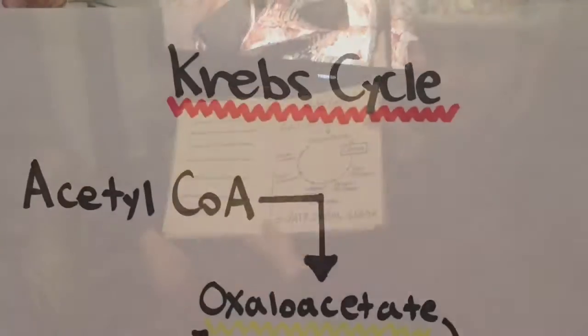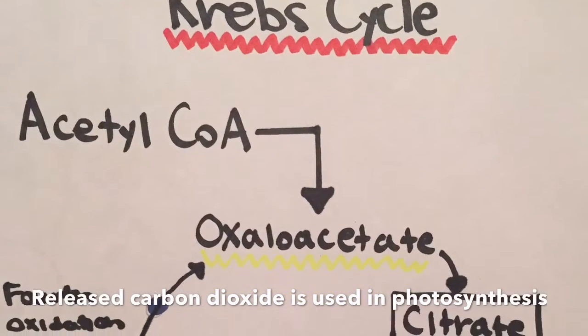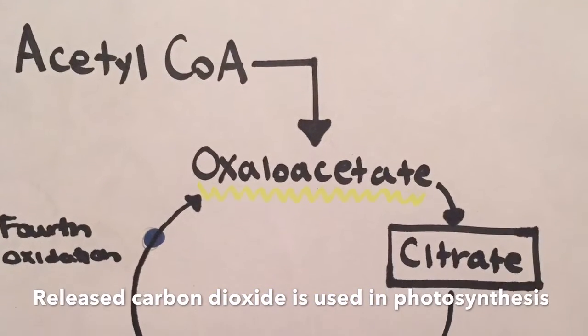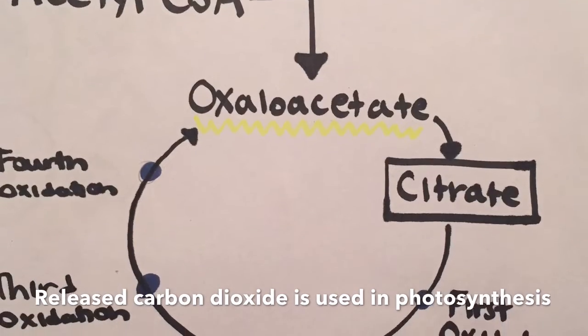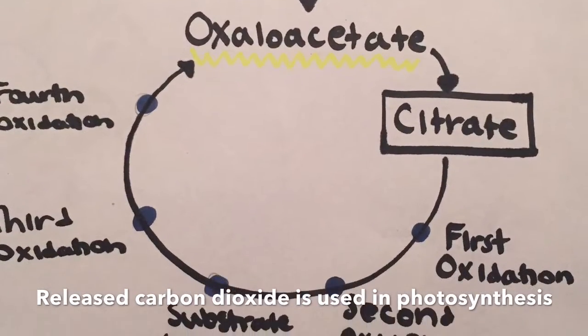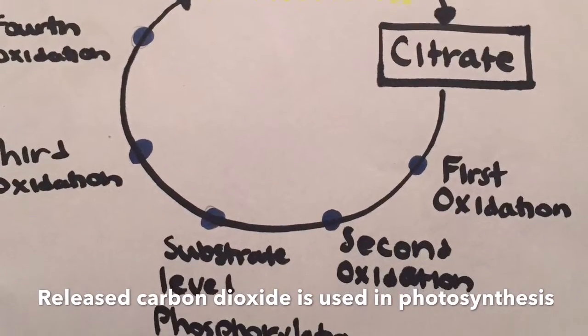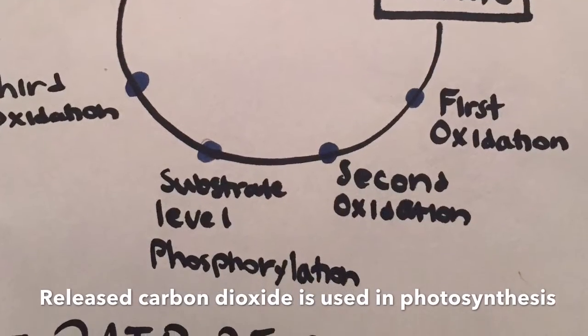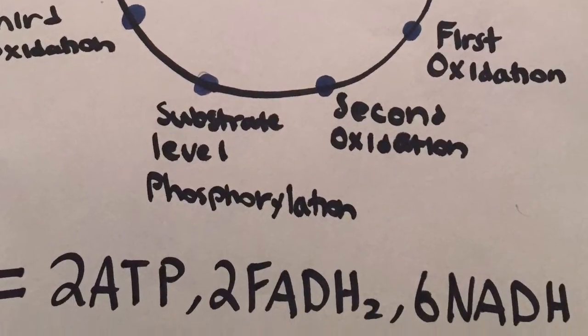No, the next step is the Krebs cycle. Acetyl-CoA is added to oxaloacetate, and through several redox reactions, releases carbon dioxide and produces ATP. Oxaloacetate is reproduced, creating the cyclic process at the end.